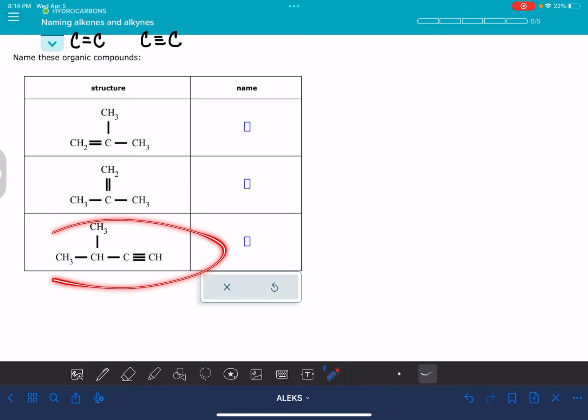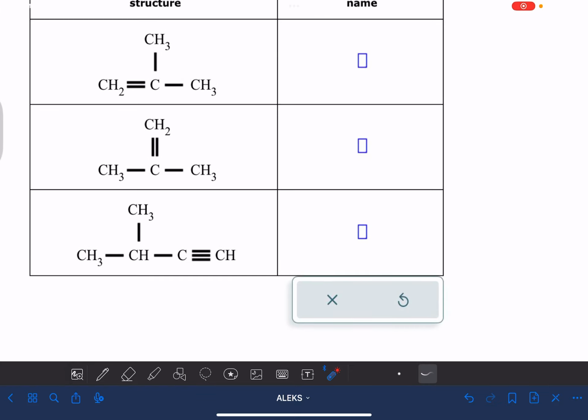I think I'm going to start with the one on the end here. I think this is the easiest one to do. We'll do this first. Our first job is to find the longest continuous chain of carbon atoms that contains the triple bond. So there it is right there.